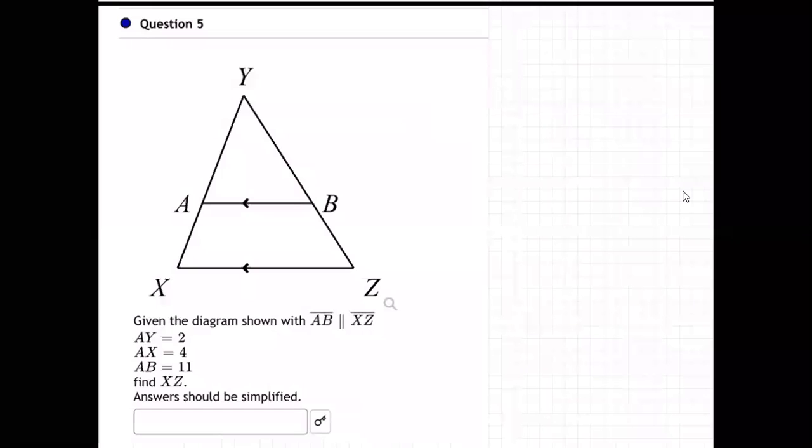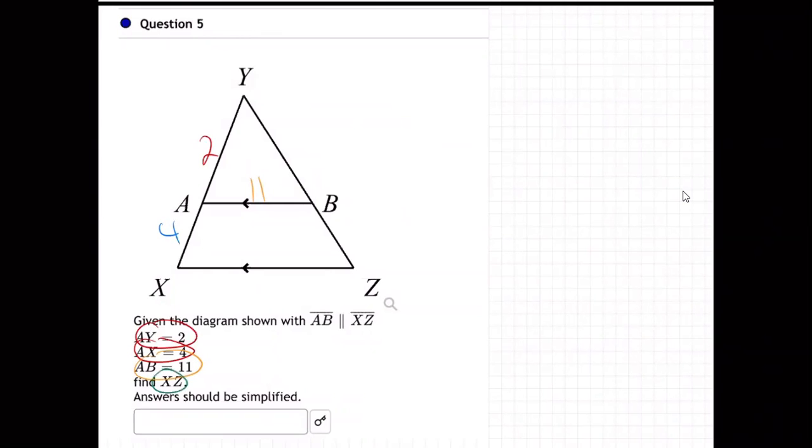Okay, so on number 5, watch out. This one's got a couple of tricks. Let me show you. So AY is 2. That's right here. AX is 4. It's right there. AB is 11. That's right there. And what else we got?